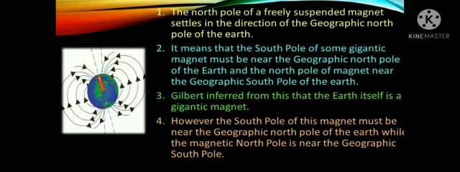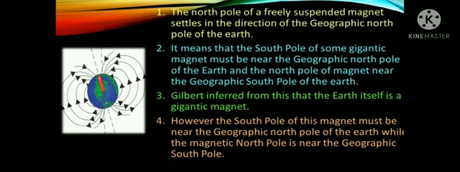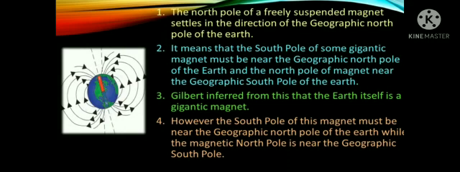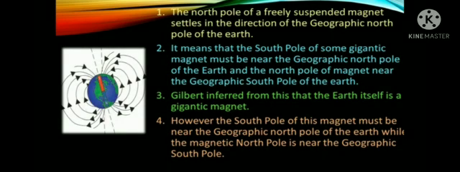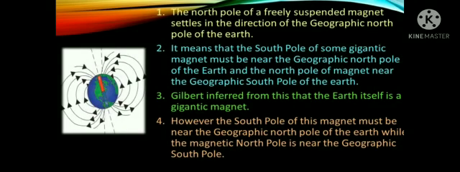It means that the south pole of some gigantic magnet must be near the geographic north pole of the earth and the north pole of the magnet near the geographic south pole of the earth. Gilbert inferred from this that the earth itself is a gigantic magnet. However, the south pole of this magnet must be near the geographic north pole of the earth while the magnetic north pole is near the geographic south pole.